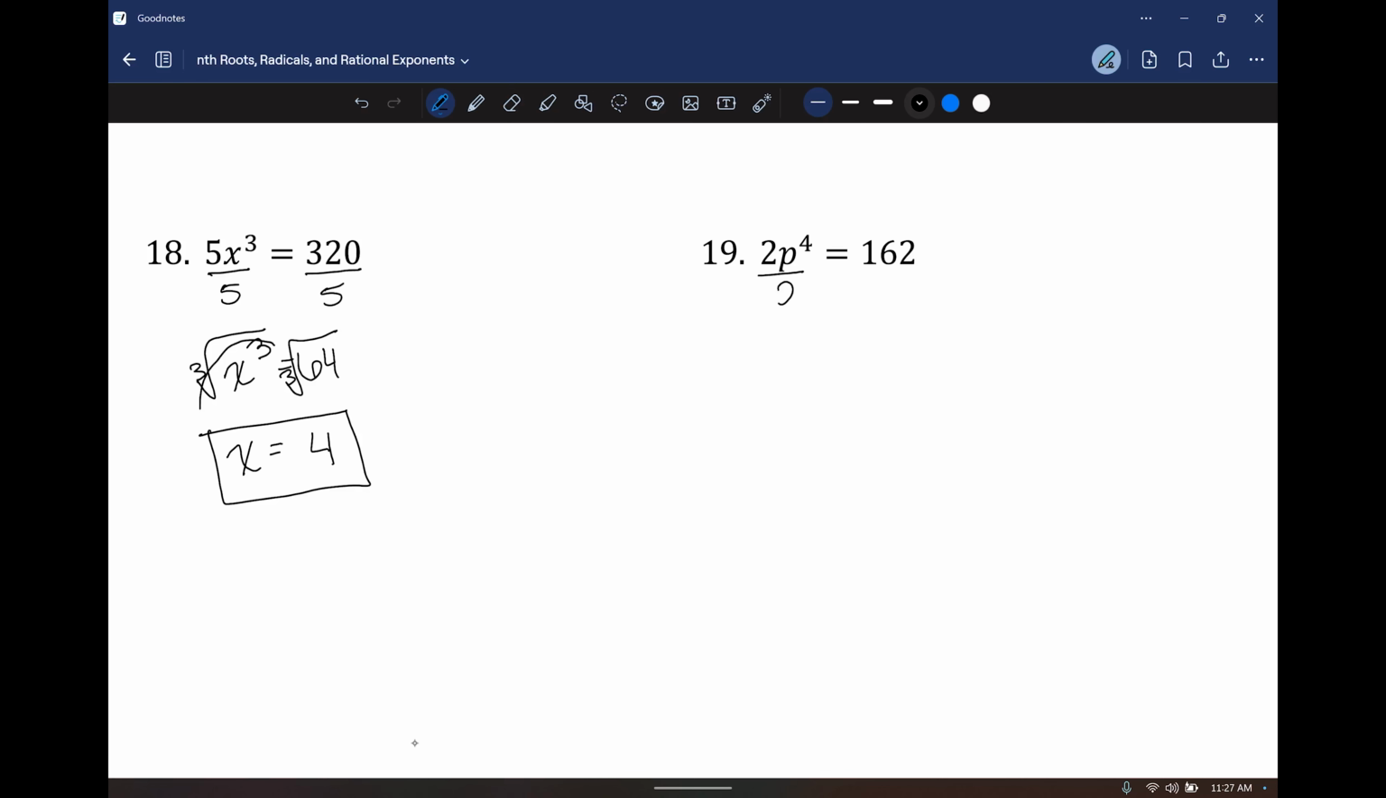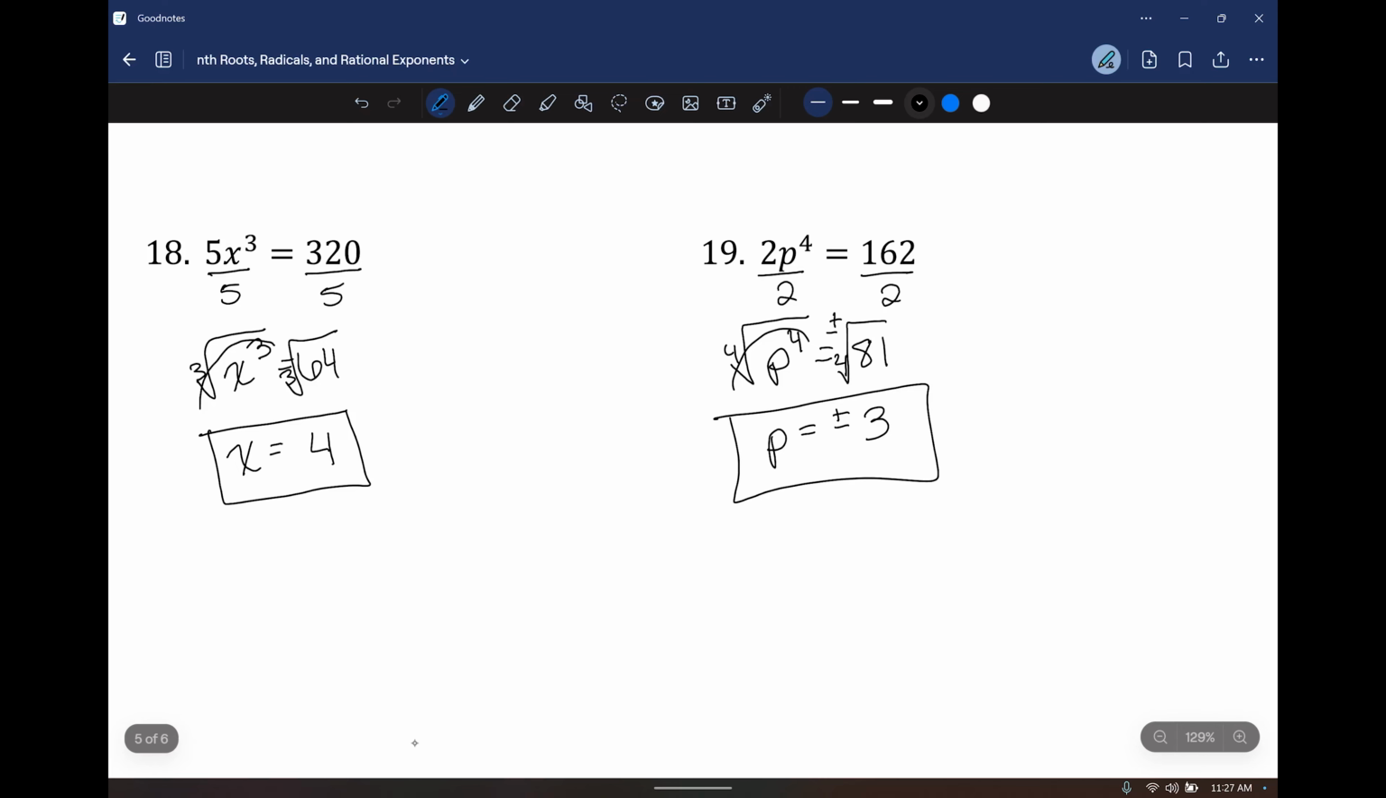And then the last one, we're going to start by dividing by 2. 162 divided by 2 is 81. I have a 4th power, so take the 4th root. That's an even root, so positive and negative answer. So p is equal to plus or minus the 4th root of 81, which is 3.